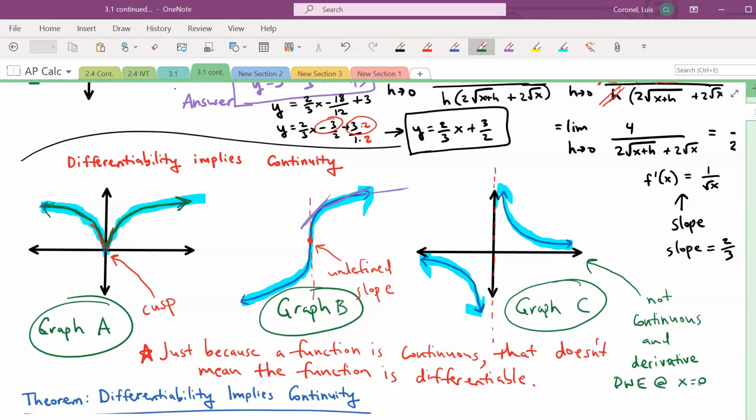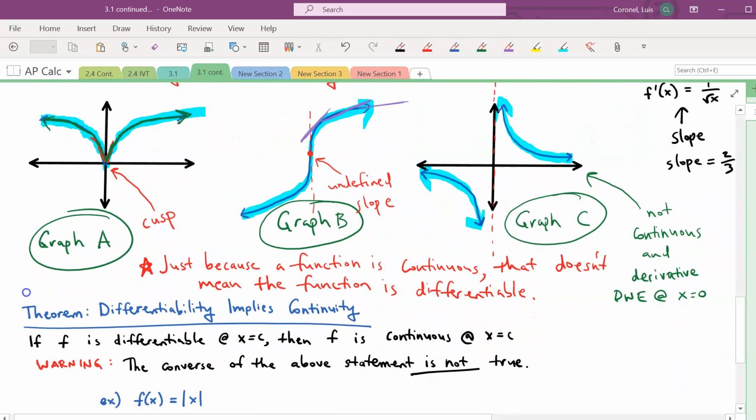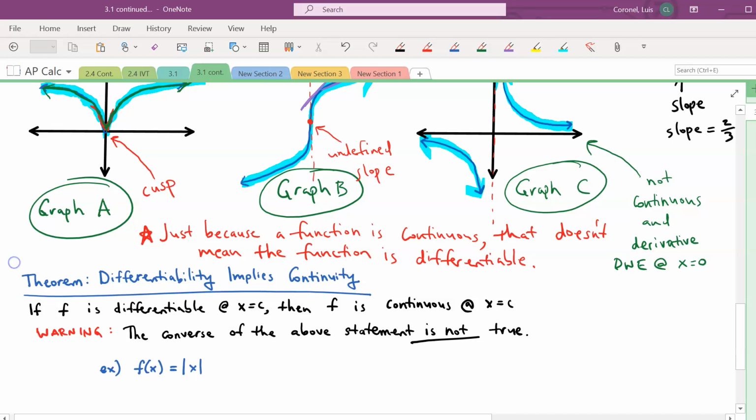Again, in graph A and graph B we have continuous functions. However, just because a function is continuous doesn't mean that the derivative exists. There could be a place on the graph where the function is not differentiable.